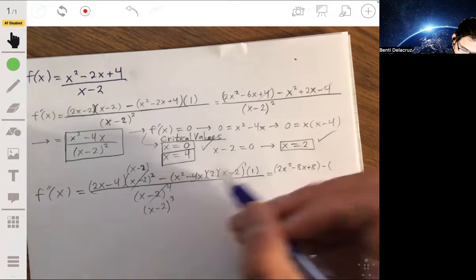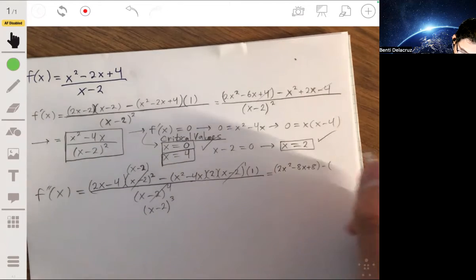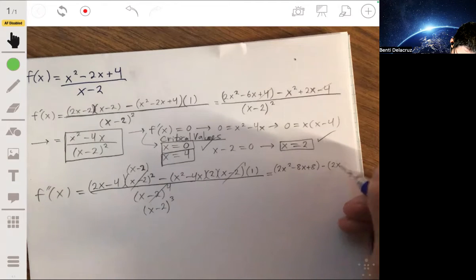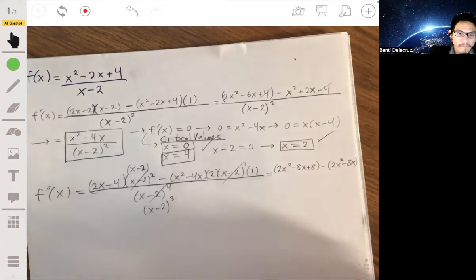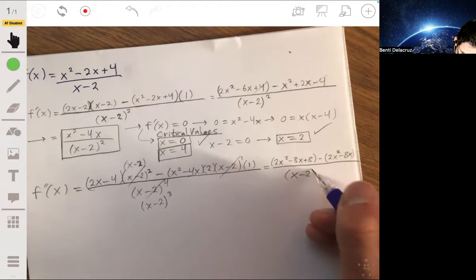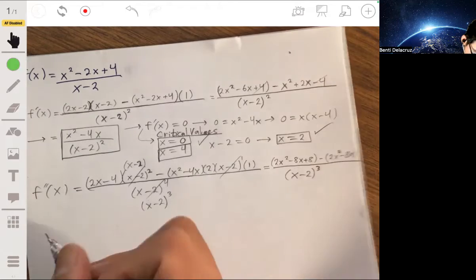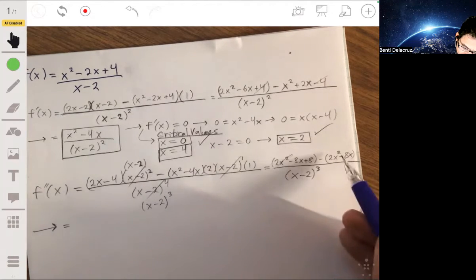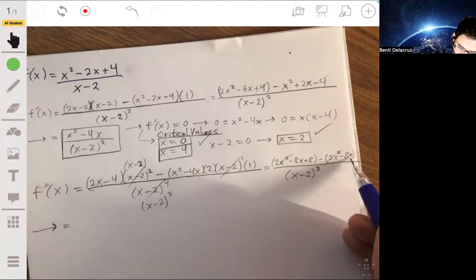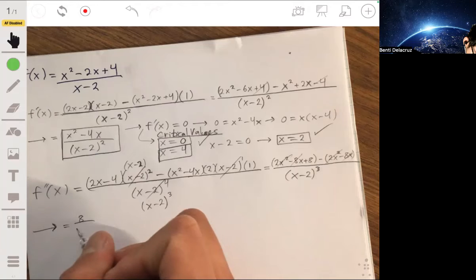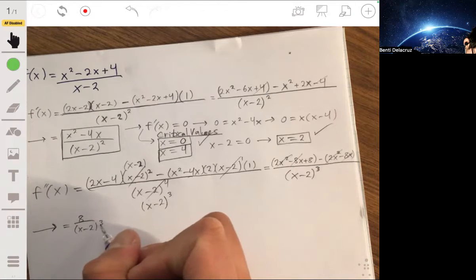So then it's just going to be minus x squared minus 4x times 2. So it'll just be minus 2x squared minus 8x, all over x minus 2 to the third power. Okay, and then the 2x squareds cancel, minus 8x plus 8x, those cancel. So we just got an 8 over x minus 2 to the cube. That works out nicely, sort of.